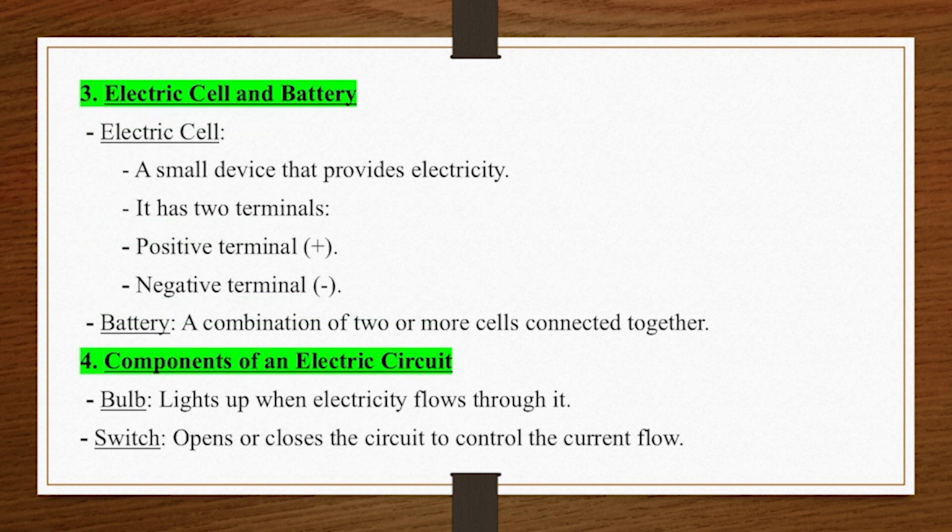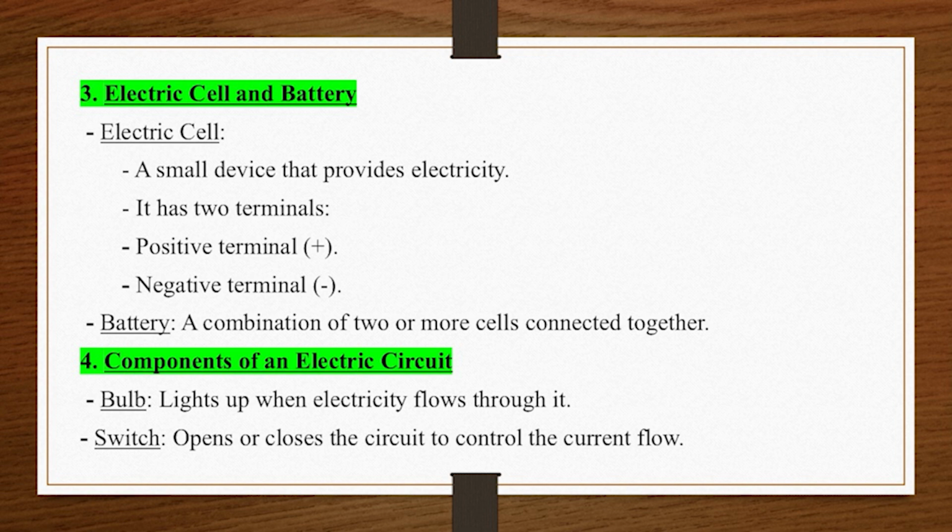3. Electric cell and battery. Electric cell, a small device that provides electricity. It has two terminals. Positive terminal, plus. Negative terminal, dash. Battery, a combination of two or more cells connected together.